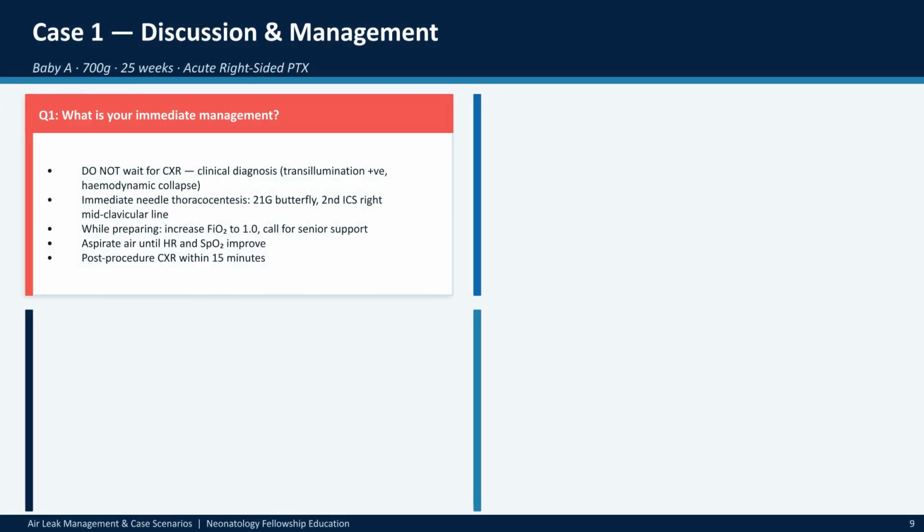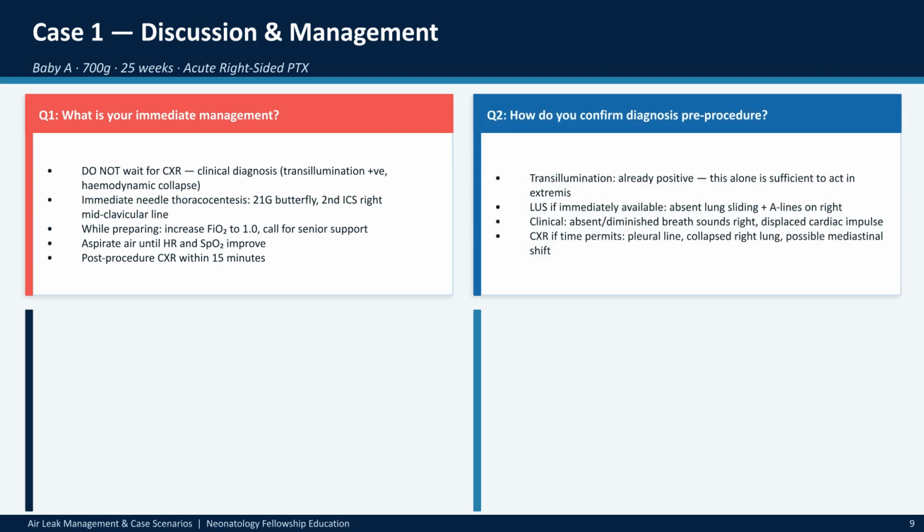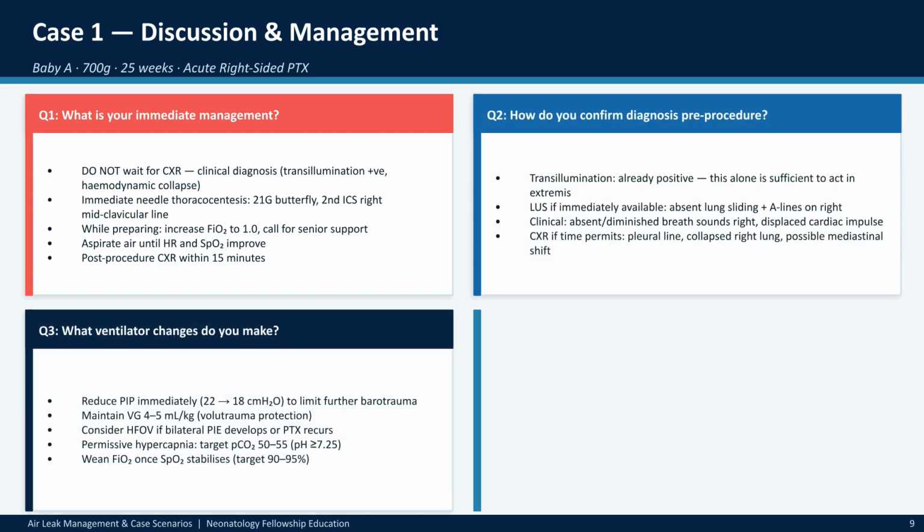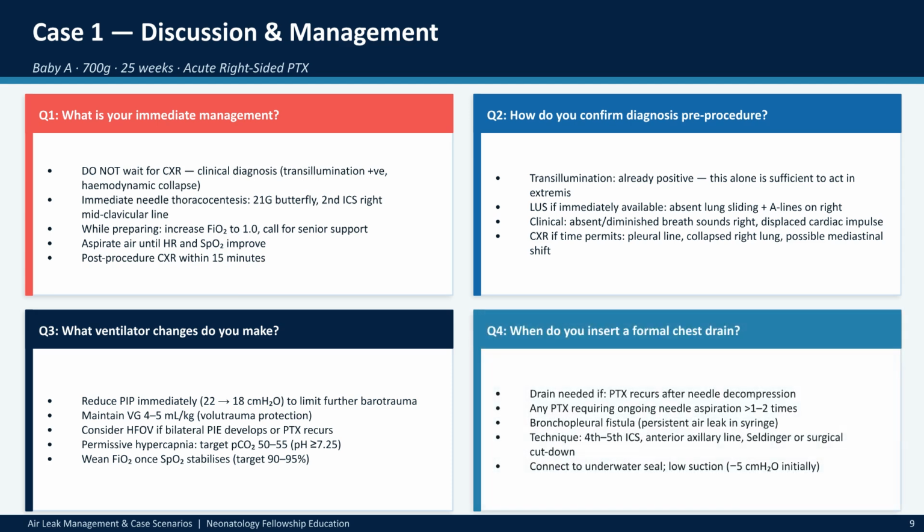Immediate management for this tension pneumothorax involves prompt needle thoracocentesis without waiting for CXR, simultaneous oxygen administration, and calling for senior support. Diagnosis confirmation relies on transillumination and clinical signs. Ventilator changes include reducing PIP and maintaining volume guarantee. A formal chest drain is needed if the PTX recurs or the air leak persists.